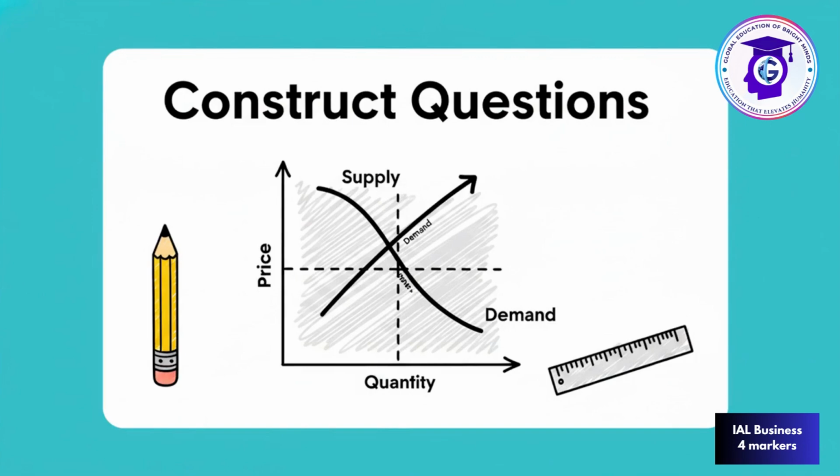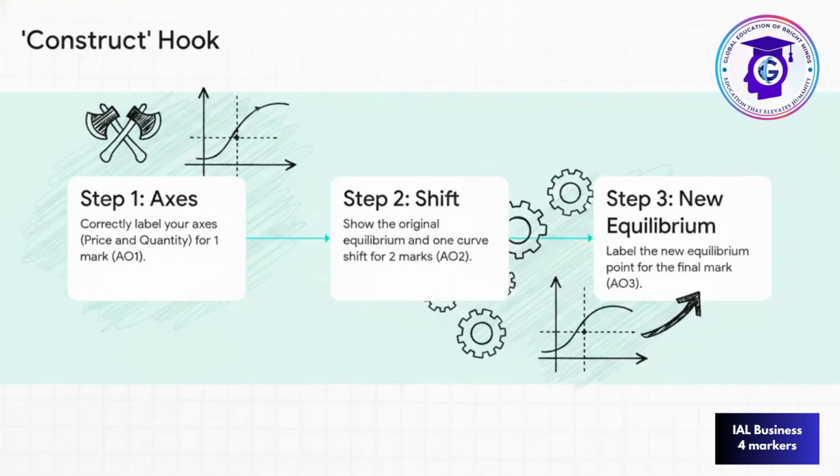And for our final type, we've got the construct questions. Yep, this is where you get to draw. It's usually a supply and demand diagram. And you guessed it, there is a clear formula for success here too. The memory hook here is axis, shift, new equilibrium.